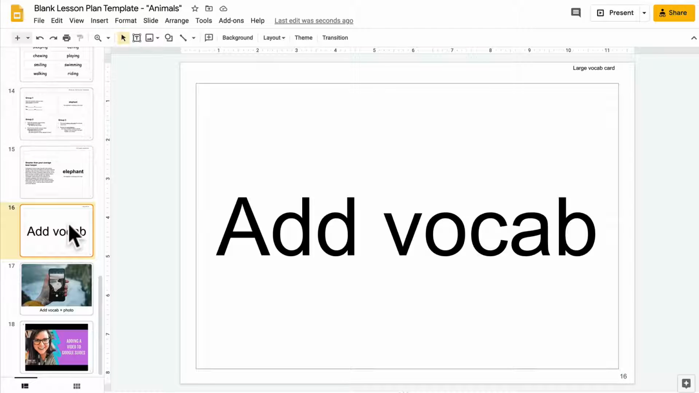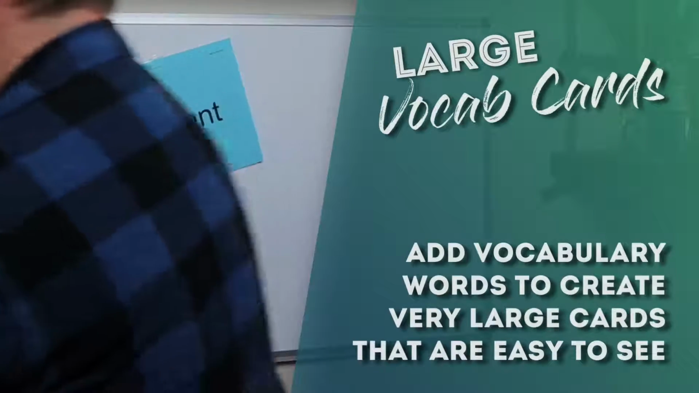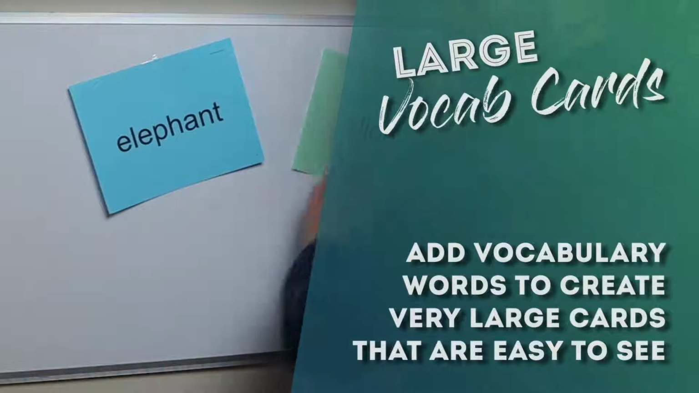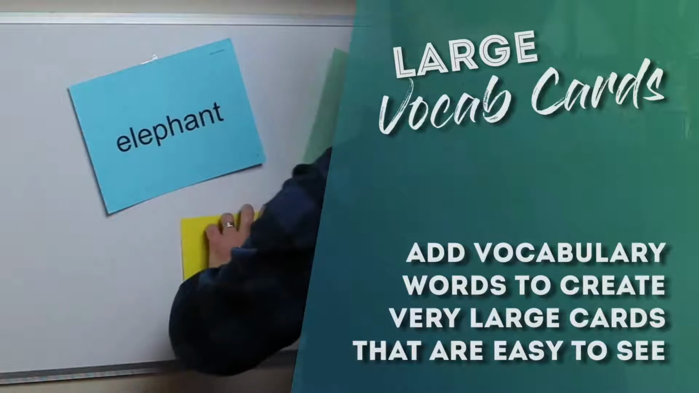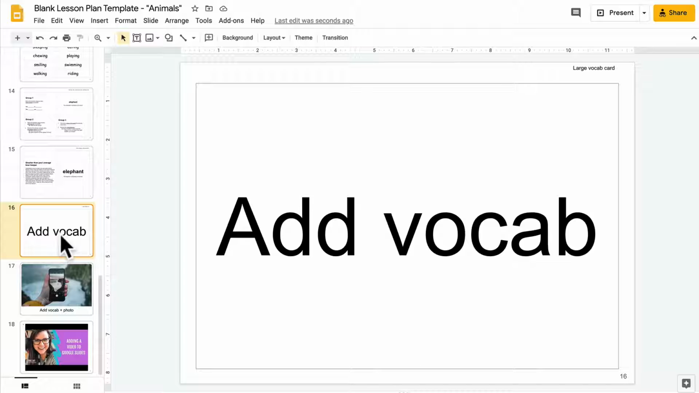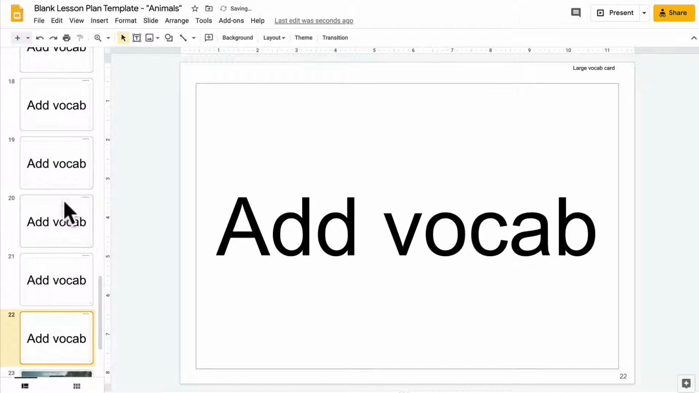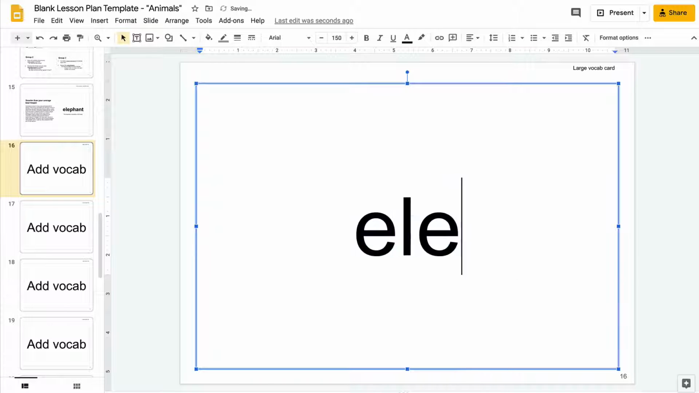But one that I find really useful is just a large vocabulary card. These can be really useful for placing new vocabulary up on the wall or on the board. And making them really large makes it easy for your students to be able to read them from anywhere in the classroom. So for many of my lessons, I like to just come in here and duplicate several of these vocabulary cards. And then start adding some of my vocabulary.